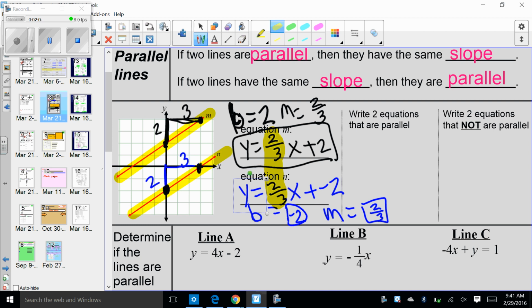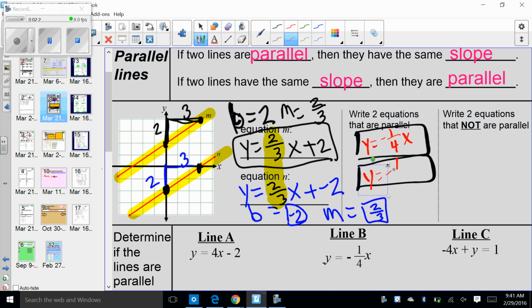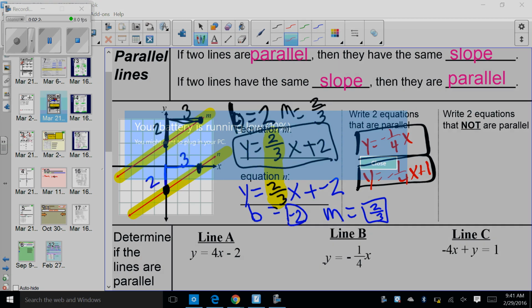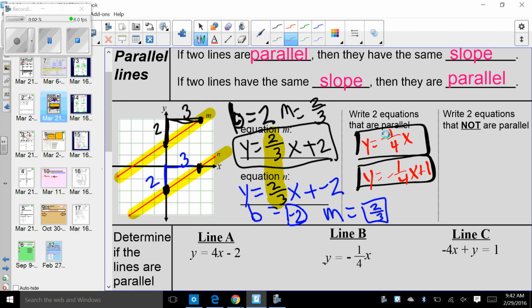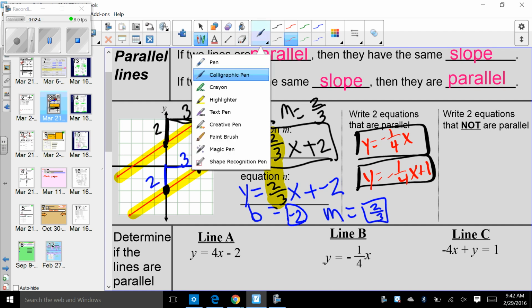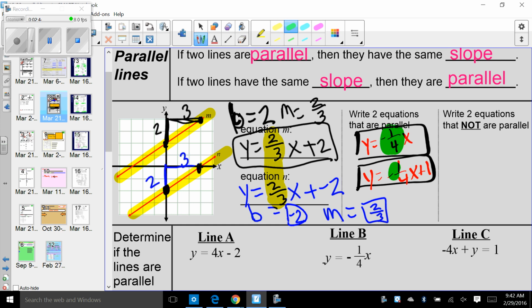Parallel lines, same slope. So write two equations that are parallel. That's kind of up to you to fill in these two spots. You need to have two equations that have the same slope. So you can really write anything you want as long as the slopes match. So y equals, I'm going to say -1/4 x, and y equals -1/4 x plus 1. Those two lines are parallel because they have the same slope. Okay, so if I'm looking at the slopes there, we can see that the slope is -1/4 and -1/4.